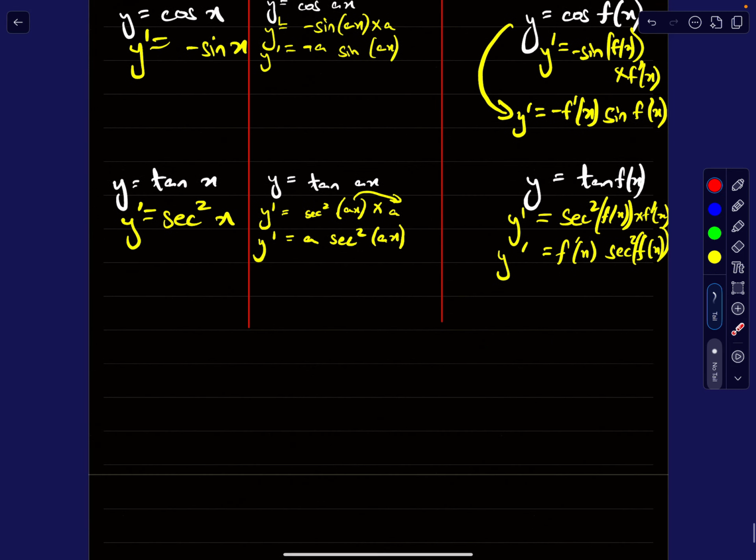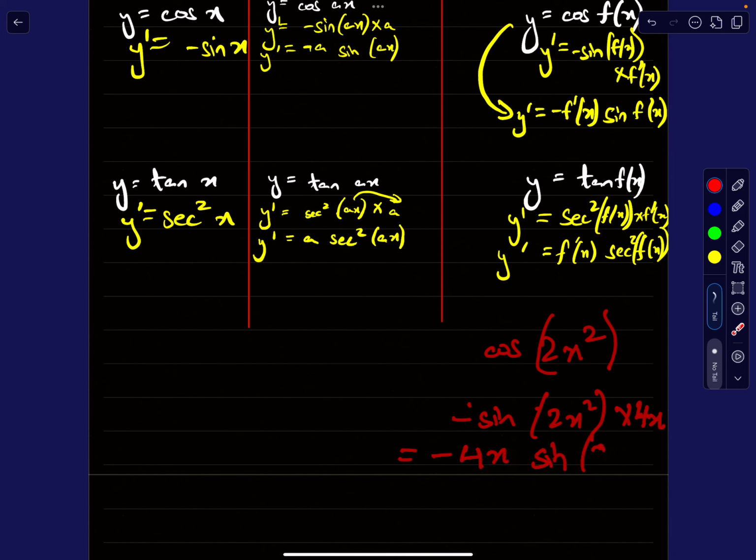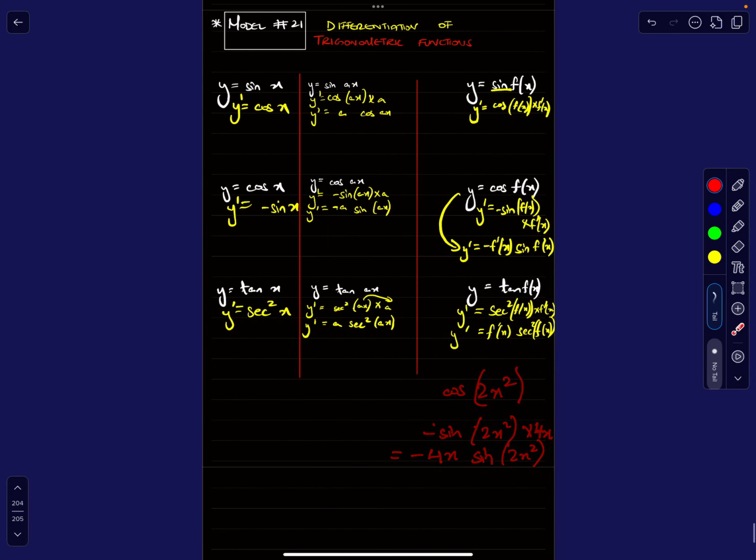Let's say for cos, I have cos 2x squared. In this case, the differential of cos is minus sine. The thing inside the brackets remains as it is. The differentiation of the thing inside the brackets is 4x. And thus I'll end up with minus 4x sine 2x squared. And finally, tada!